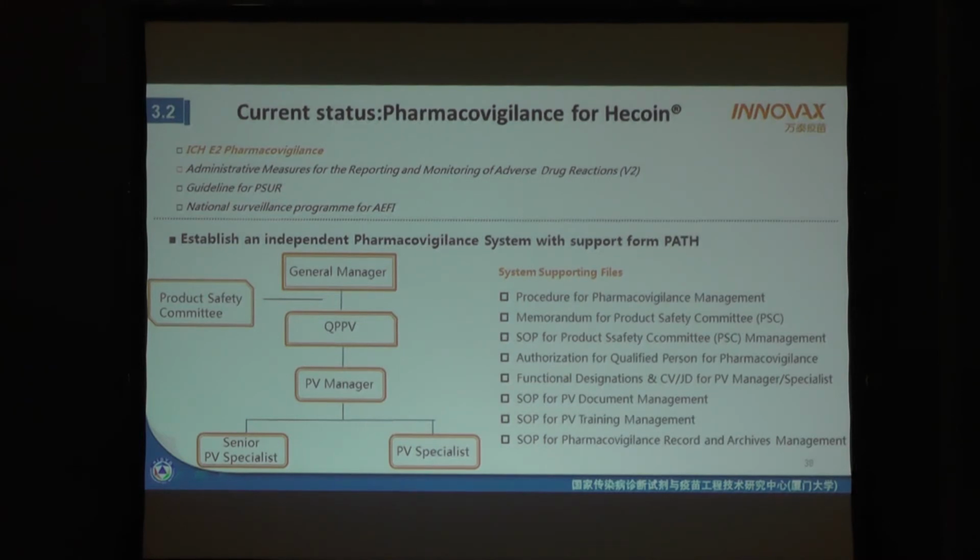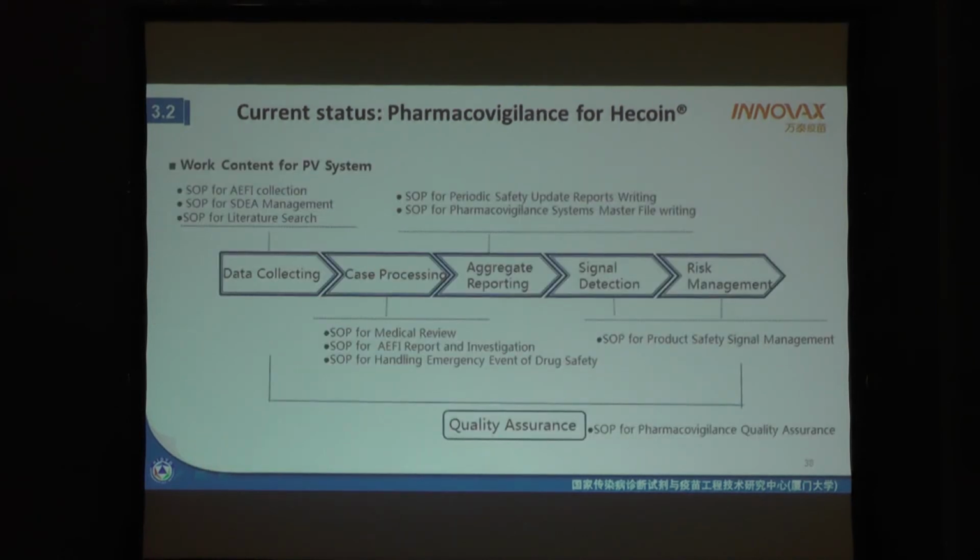And so now we have established an independent pharmacovigilance system with the support from PATH. And for each step of the pharmacovigilance, we have set up the relevant SOPs for each step of this work.